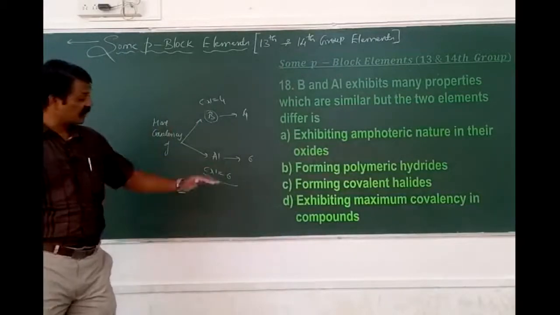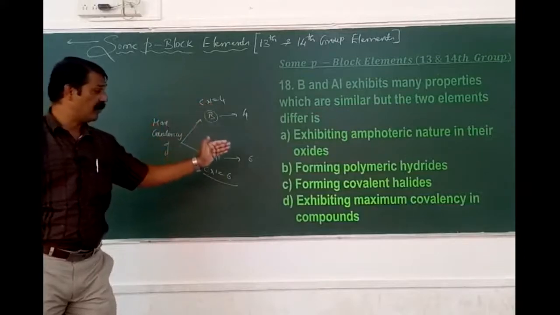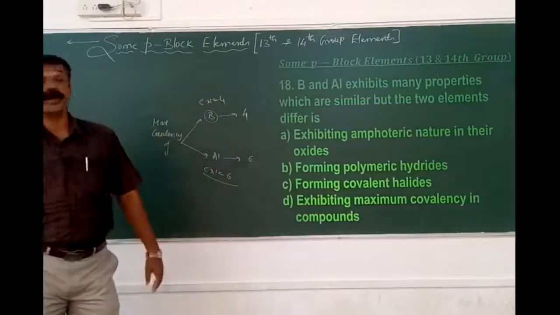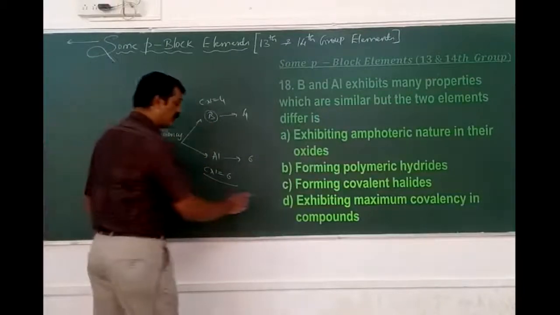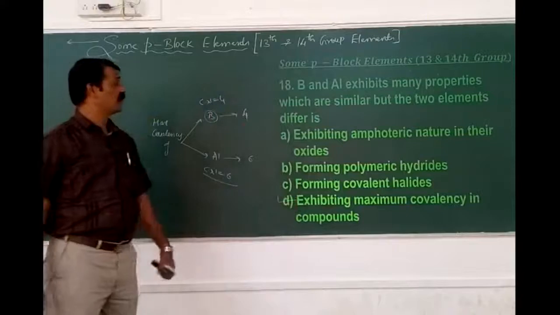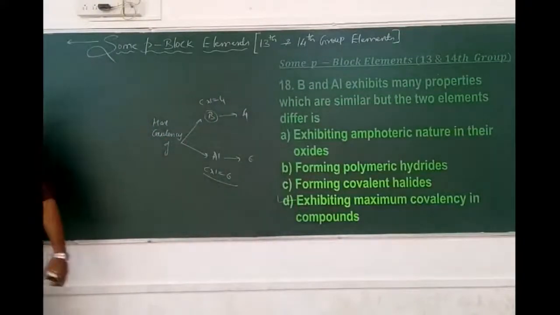Whereas here we are expecting the maximum covalency of aluminium to be 6, while the rest of the properties, like amphoteric nature, forming of polymeric hydrides, and covalent halides, are going to be similar, but not the 4th one. That is, the 4th is not a similarity between boron and aluminium. Okay. Let's move on to the 19th right now.